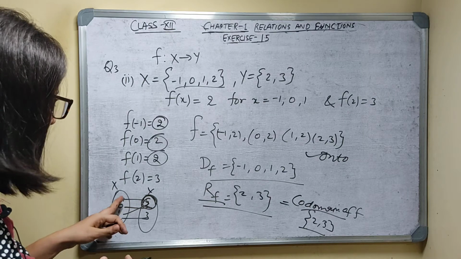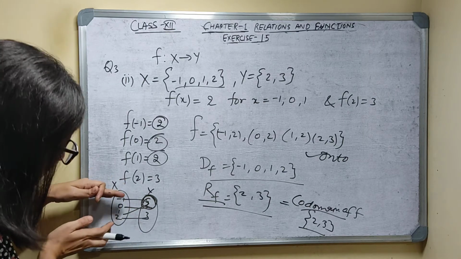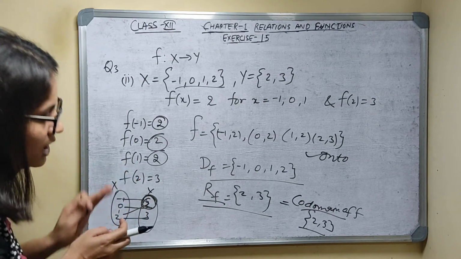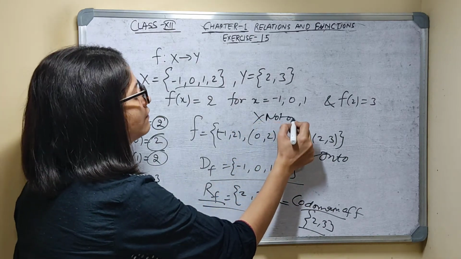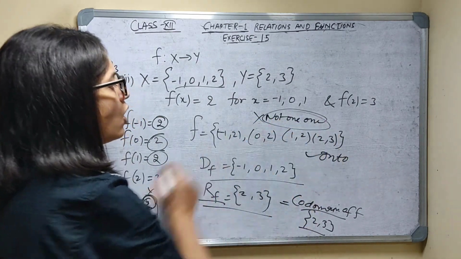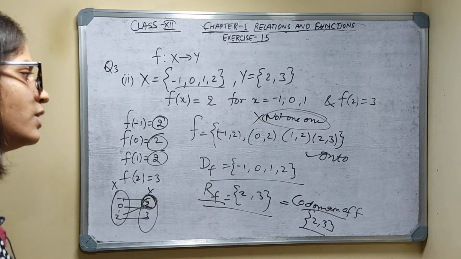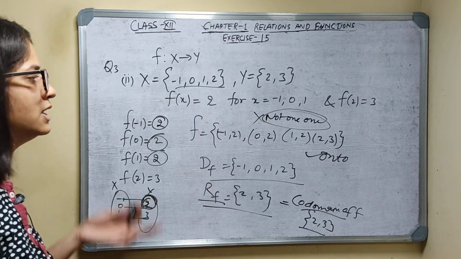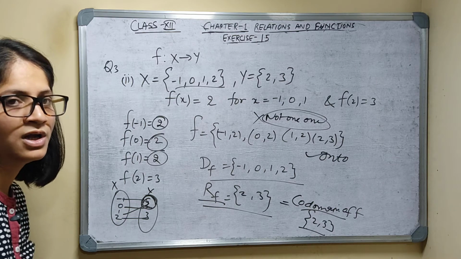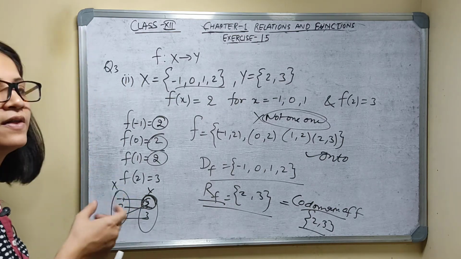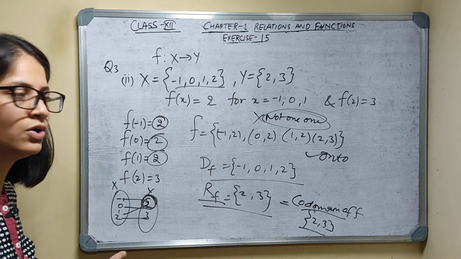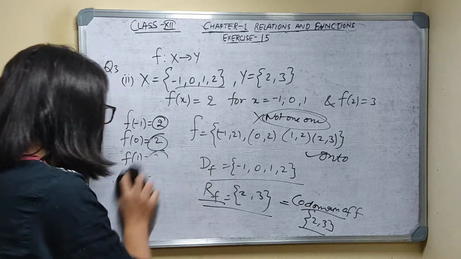It is not possible for a one-one function. This is a many-one function. Many different elements have the same image. So this is not a one-one function. It is only an onto function, but not one-one. So I can't say that this is an invertible function. For a function to be invertible, both conditions should be satisfied: it should be one-one also and onto also.